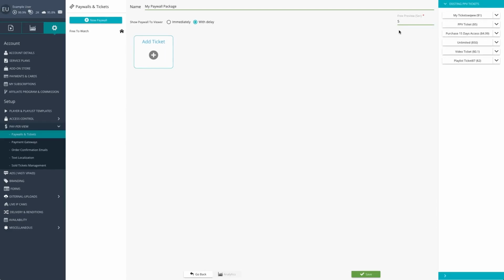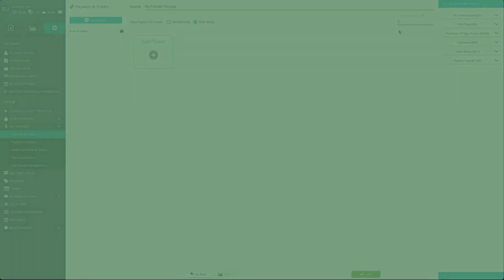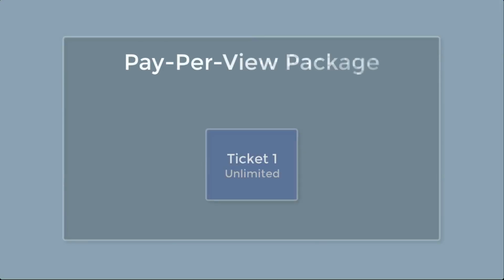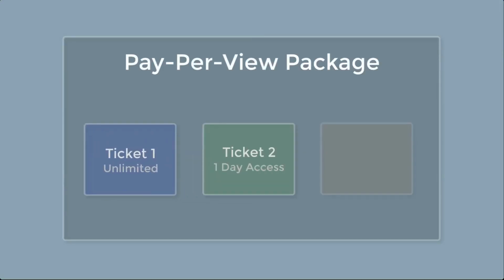With your paywall created, you're now able to add one or multiple tickets to it. Now that you have created your paywall package, you can add one or multiple tickets to the paywall package. Each ticket is essentially a buy, rental or subscription ticket with different variables such as prices, expiry periods, as well as the amount of allowed views, and if it's valid for one or multiple videos. You could simply add one ticket, or you could create multiple tickets with different parameters.